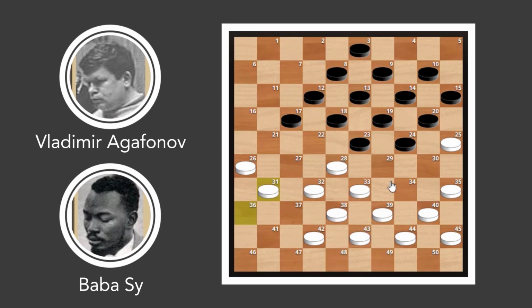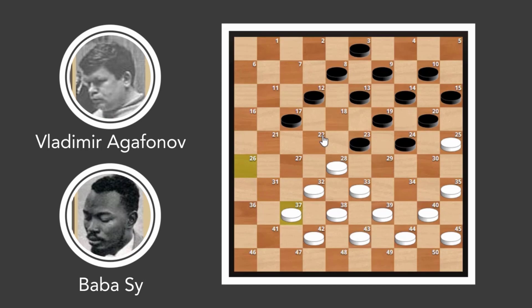Then Black responded by playing 18-22. So 18-22 is played by Black. And then Babasai answered by playing 31-27. So 31-27 was played. If you draw the square, you know why that move should be made. You see that the 22 here is surrounded by 27, 28, 18, 17. So that is why Babasai moved to the 27 square to remove the piece at 22.